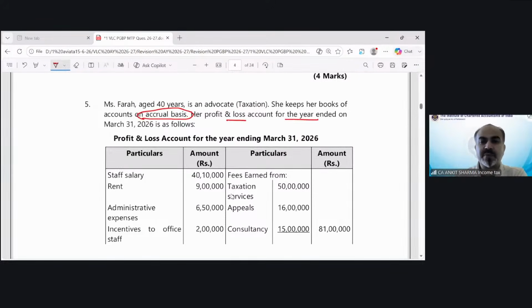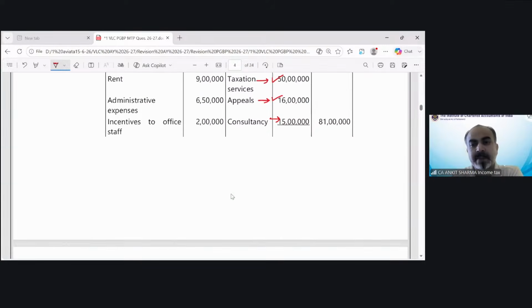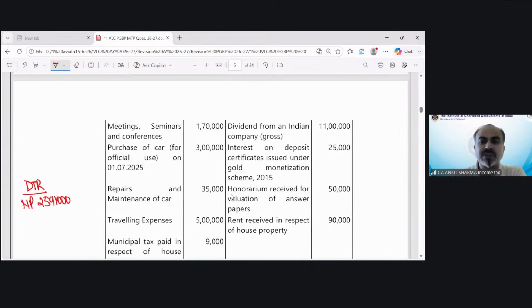Fees earned from taxation services, allowed. Appeals, court, consultancy, obvious. Dividend, of course, it's a part of income from other sources. So this is not going to be part of the income of Farah. 11 lakh. Interest, again, income from other sources, 25,000. Honorarium received for valuation of answer paper. So what do you think? Is this going to be part of her business income or income from other sources?